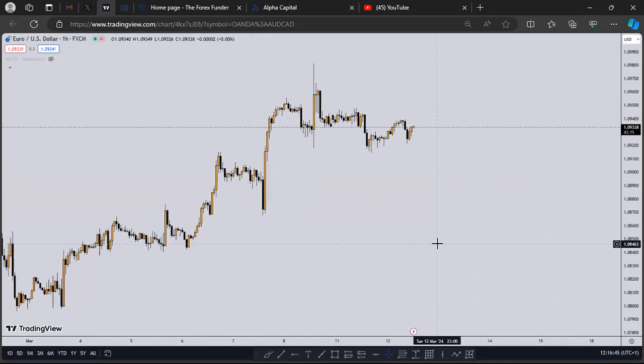Looking at the 1 hour time frame, what do you guys see? You guys can see the clear trend of the market. It is very, very clear. The trend of the market is very, very clear. The market is moving all the way to the upside.